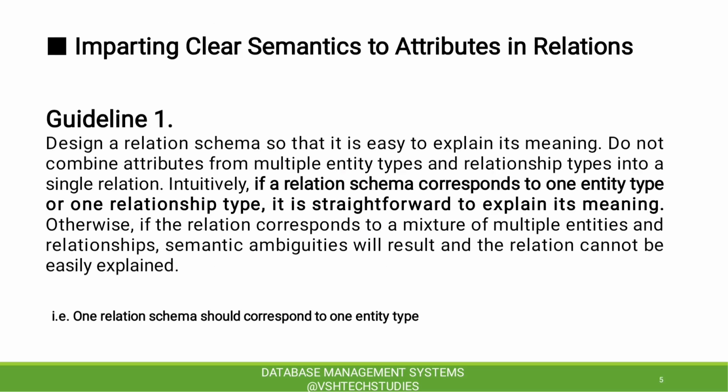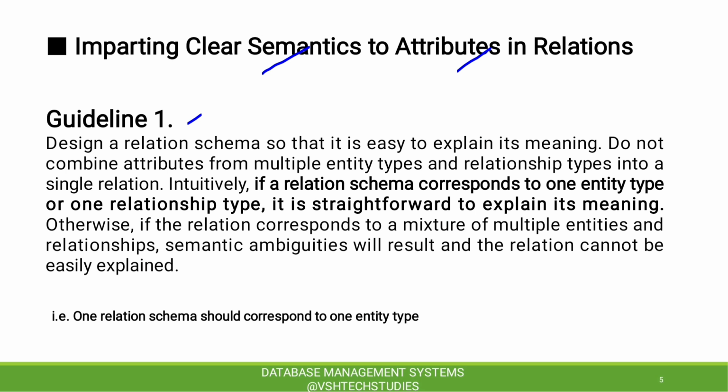The first guideline is with respect to imparting clear semantics to attributes in relations. So in relations, there will be attributes, which are the column names in the relation or table. They must have a clear meaning. That is what imparting clear semantics to attributes in relations means. Okay. So guideline 1 is as follows.